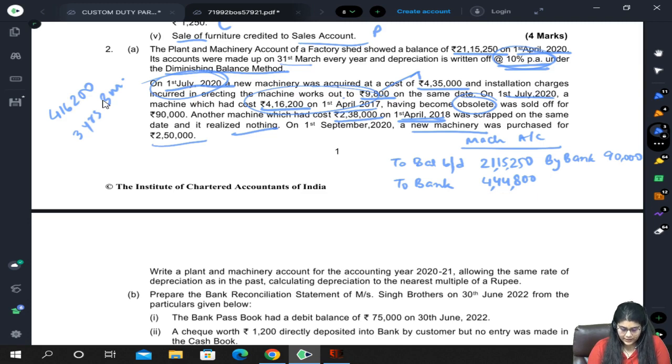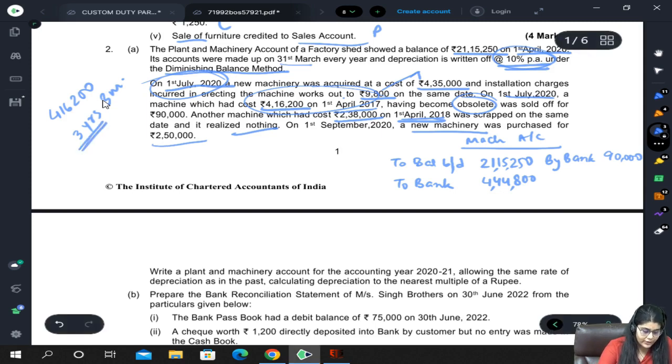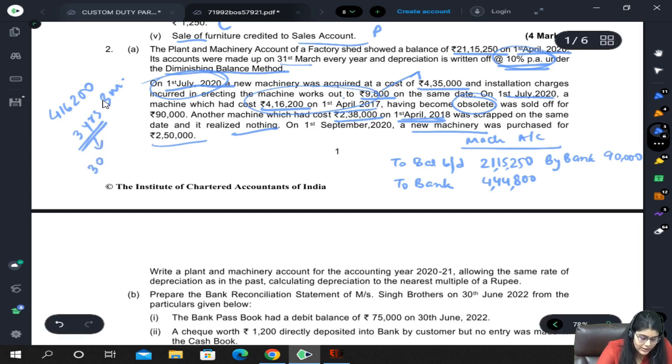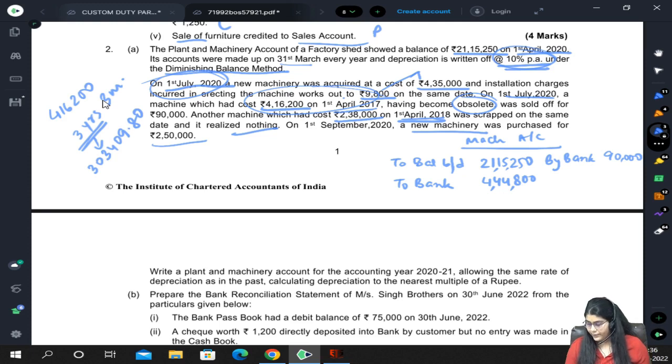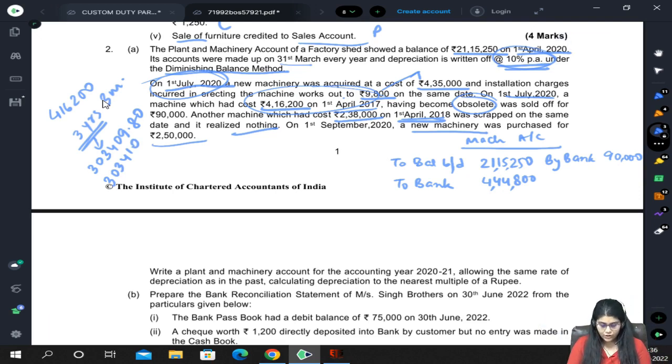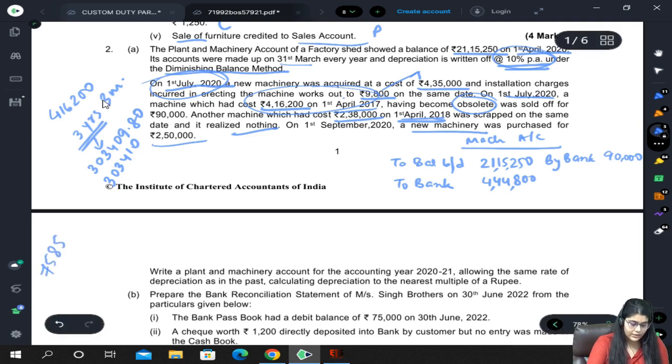4,16,200 into 0.9 into 0.9 into 0.9. That will give us the value after 3 years, and then we will charge 3 months depreciation. This one is coming to 3,03,409.80, which we will round off to 3,03,410, and then after that we will charge 10% into 3/12, which gives us 7,585 depreciation for the current year.